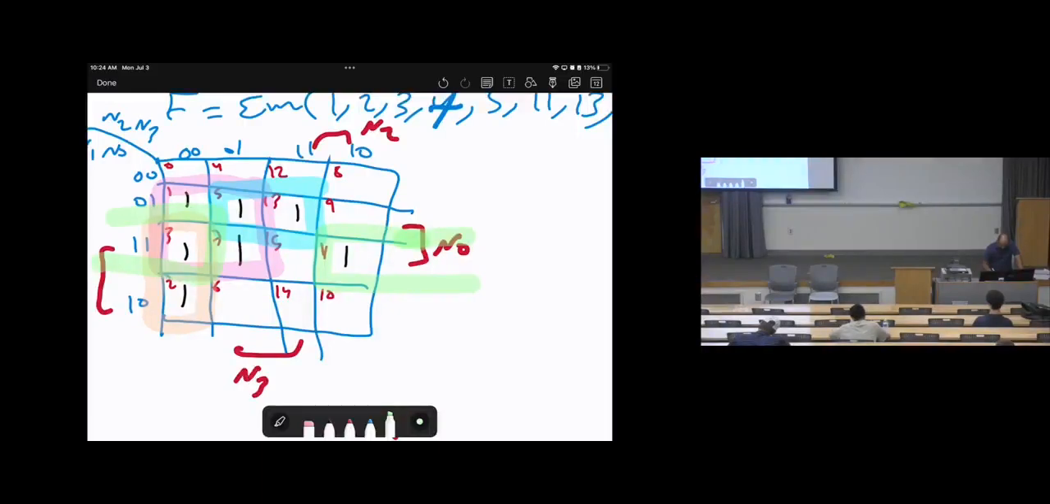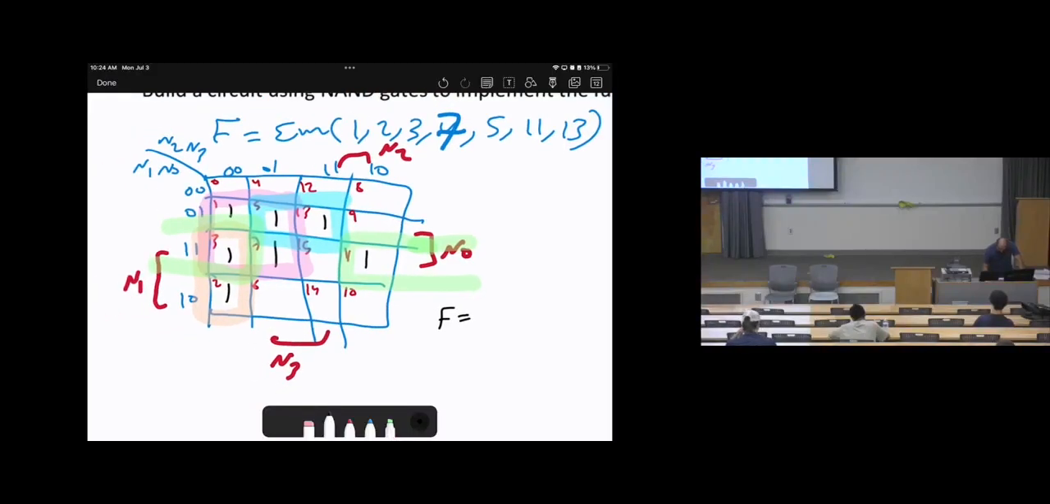So let's do the function. The function f will be, let's look at the bigger loop in pink, which should include two variables. These two variables are n0 and n2 bar. So n2 bar n0. Is this right? So here is n0 and n2 bar, right.